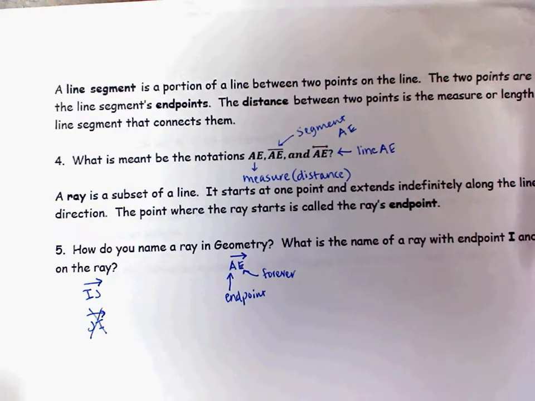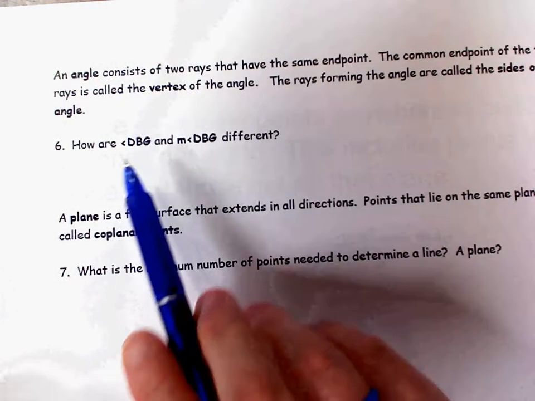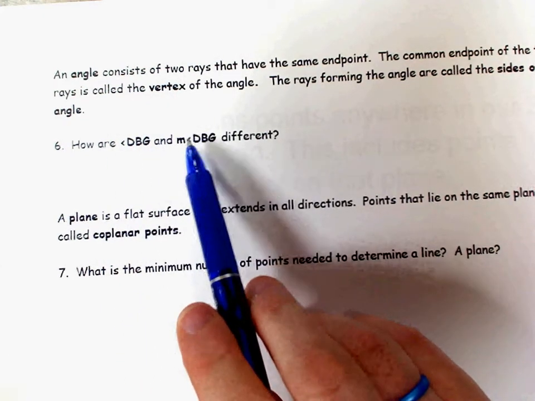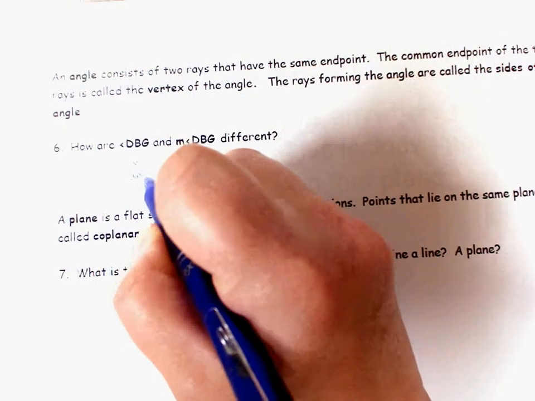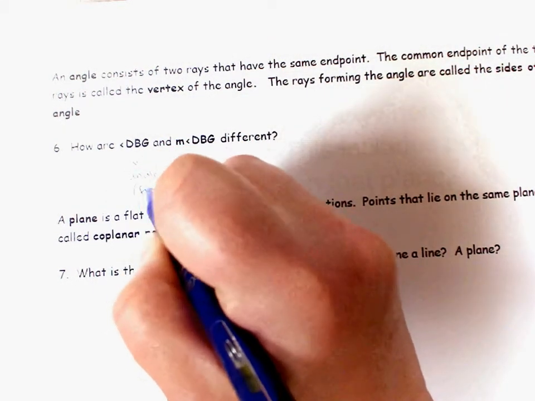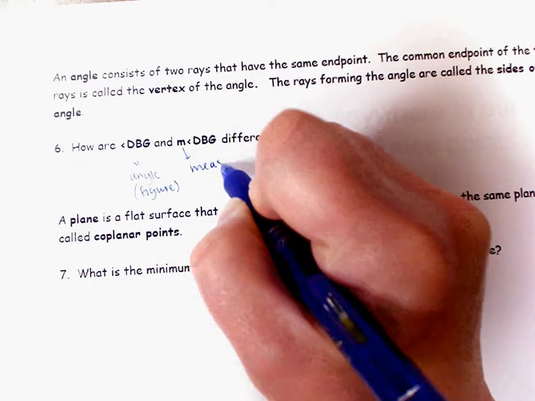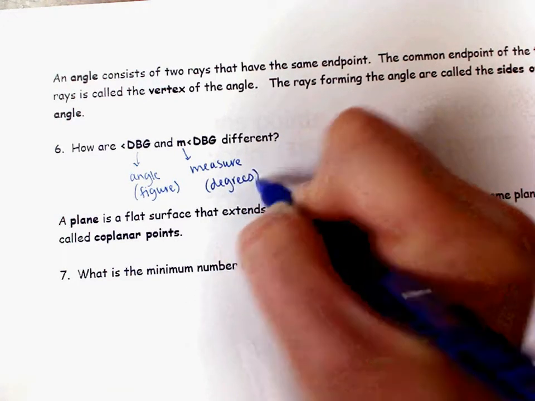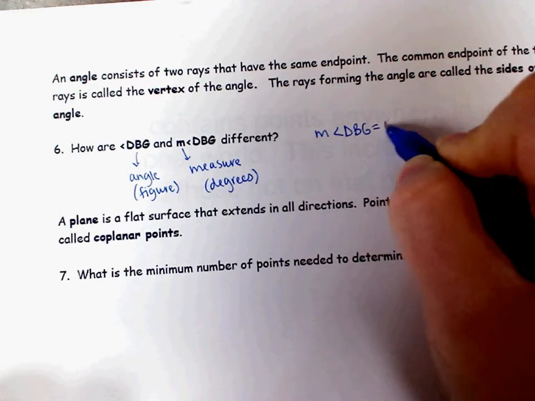Number 6, how are angle DBG and M with angle DBG different? This is talking about the angle itself as a figure. When you put the little M in front, you're talking about its measure in degrees. So for example, we would say the measure of angle DBG equals 40 degrees, whatever it is.